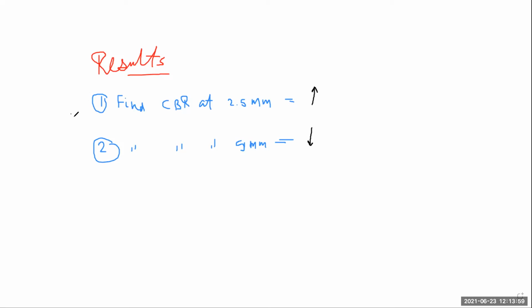So these are the two results of our test. First is to find the CBR at 2.5 mm, next is to find the CBR at 5 mm. If the CBR at 2.5 mm comes out to be more, then it is okay. If the CBR at 5 mm is more, then we repeat the whole test. So I think this is all about our CBR test.